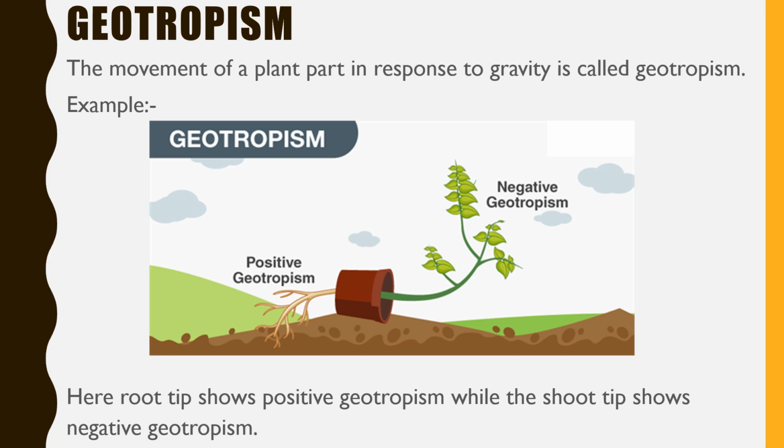Geotropism. The force with which the earth pulls all things towards it is called gravity. The force of gravity always acts in the downward direction. The response of plants to gravity is called geotropism. The movement of a plant part in response to gravity is geotropism. This is also known as gravitropism.